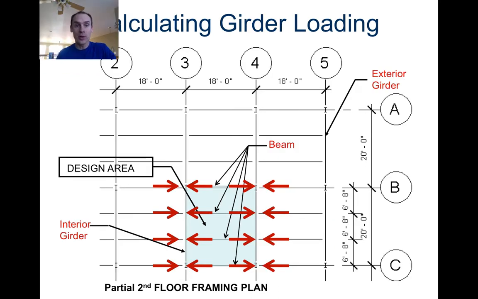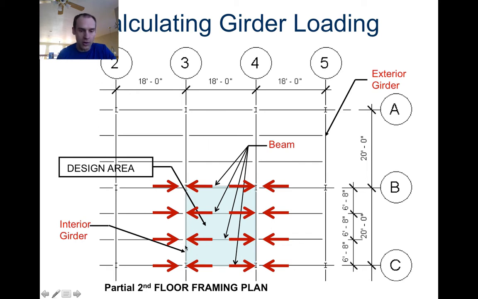Once you figured out beam loading, then we have to look at girder loading. So with girder loading, what we have here is these two beams, this beam on the top and the beam on the bottom, they attach right to this column. So the girder is going to be loaded by this beam here in the middle and this beam here in the middle, the ones that are not attached to the column.